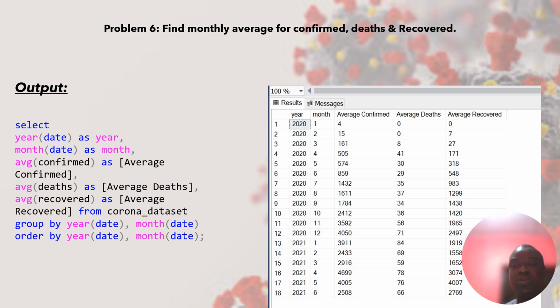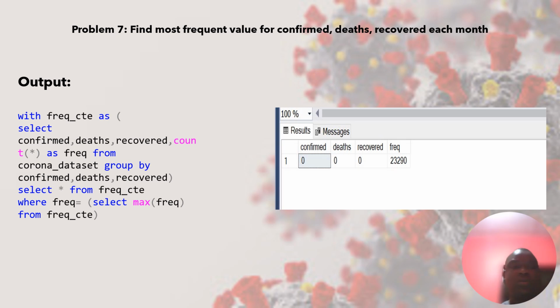The next question is to find the monthly average of confirmed cases, death cases, and recovered cases. And this is the code used to derive the insight, and this is the result. The next problem is to find the most frequent values for confirmed, recovered, and death cases each month. So we have 0 as the most frequent value. We checked for the mode in the 3 columns, which 0 has about 23,290 in all the columns altogether.